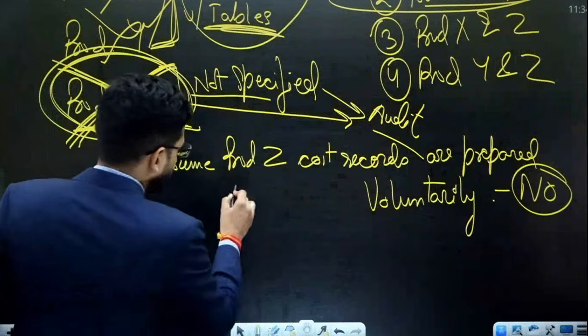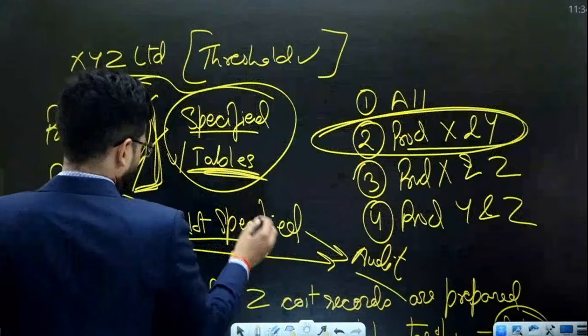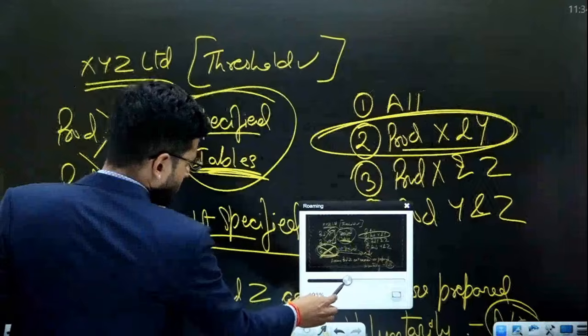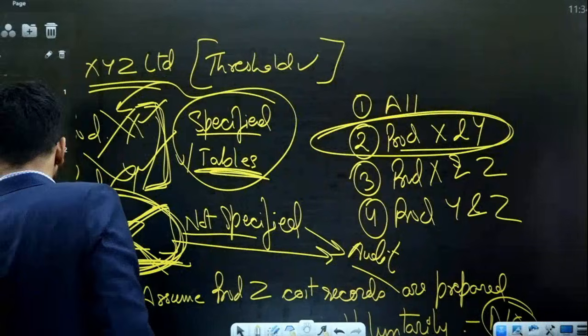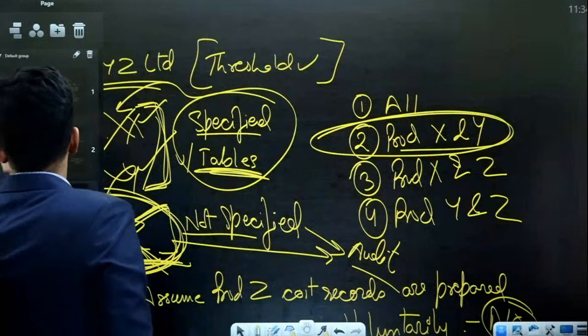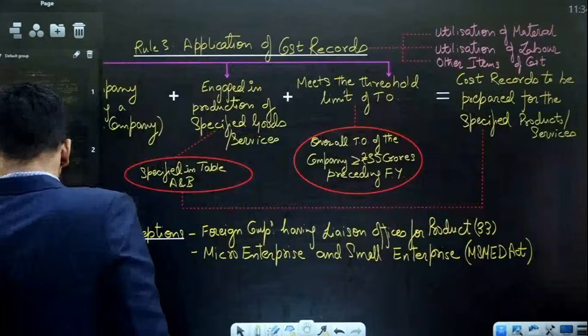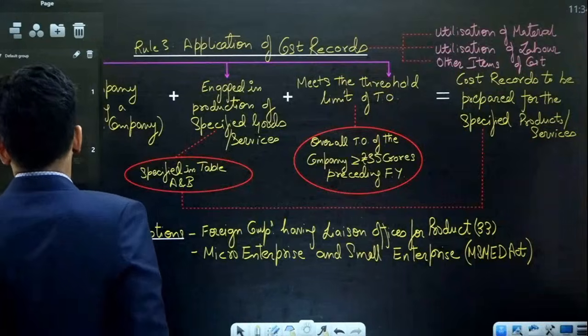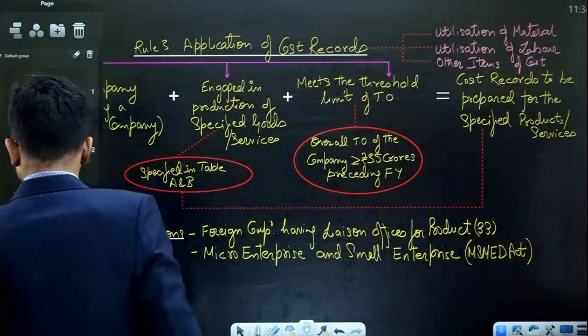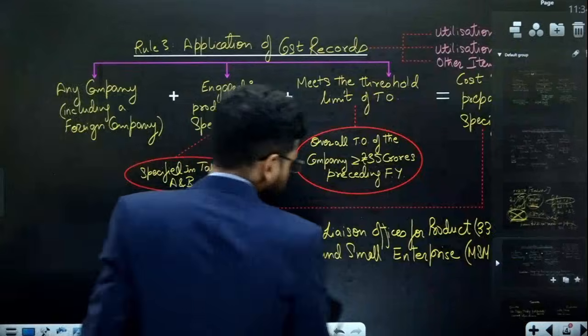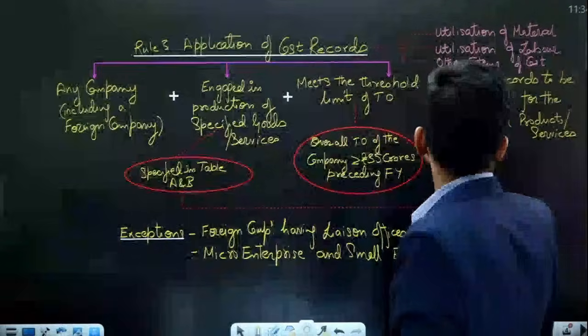Okay, sir. Okay, let me come back to our section. Oh, sorry, the rule 3. Okay, so this is the rule 3. This is the monetary threshold of rule 3.